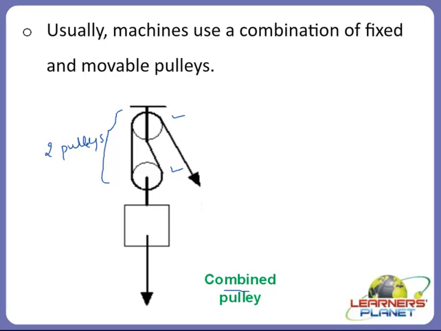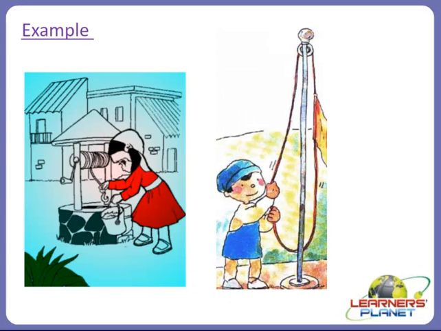Some of the scientists reported that Archimedes moved an entire warship laden with men using compound or combined pulleys and his own strength. So how amazing it was. At that time only people knew about the pulleys, right? For example, a simple pulley which is used to lift a bucket of water from the well. So a girl is using a simple type of pulley.